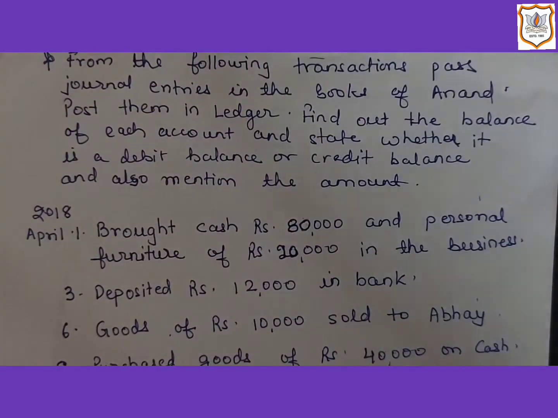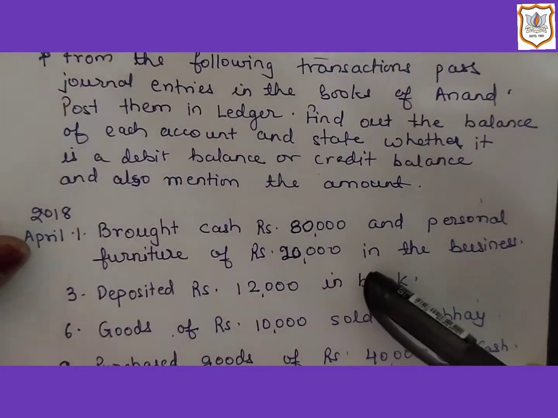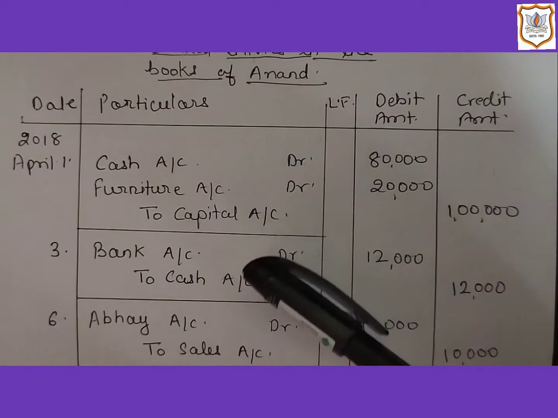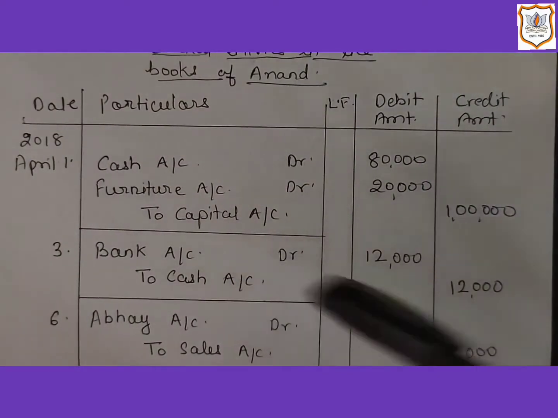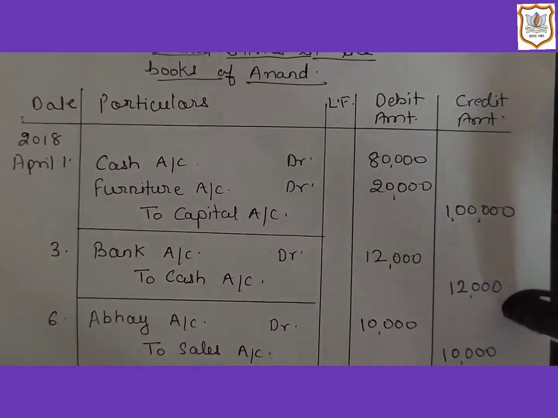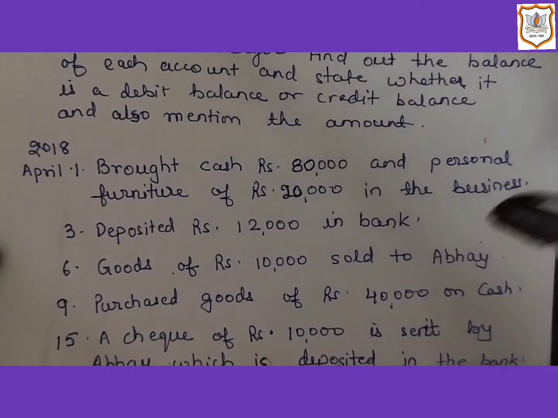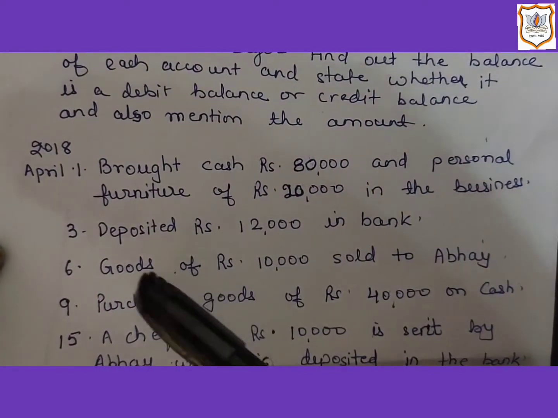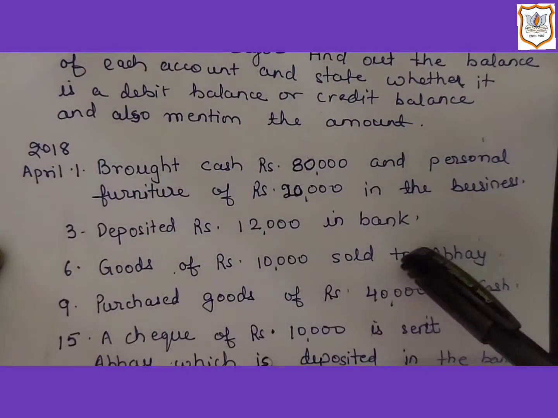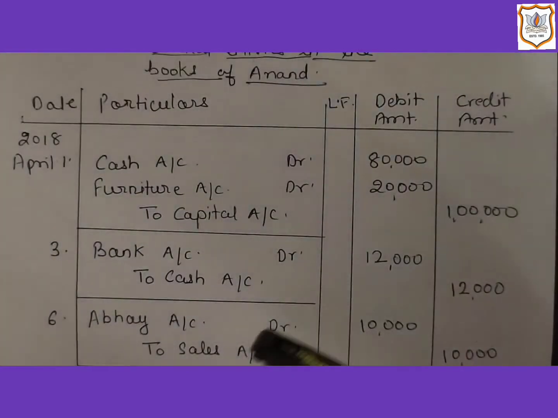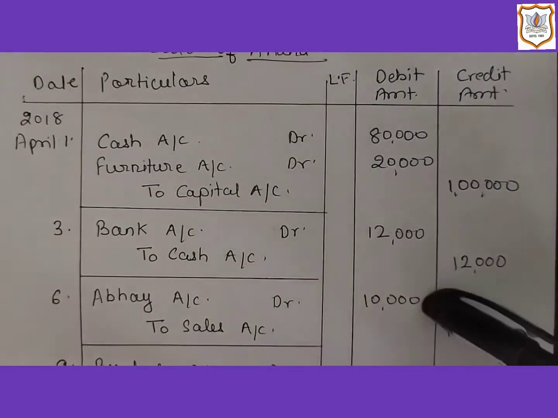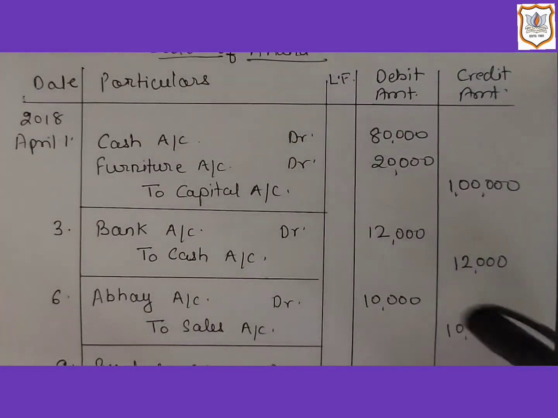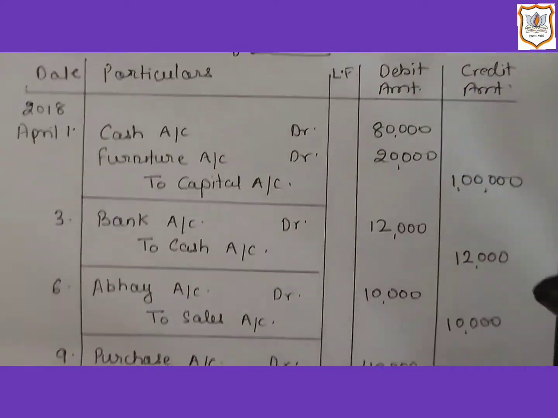Then date 3rd, deposited rupees 12,000 in bank. Here the journal entry would be bank account will be debited by rupees 12,000 and cash account will be credited by rupees 12,000. Then next transaction, date 6th, goods of rupees 10,000 sold to Abhay. Here is the journal entry. Abhay's account will be debited by rupees 10,000 and sales account will be credited by rupees 10,000.